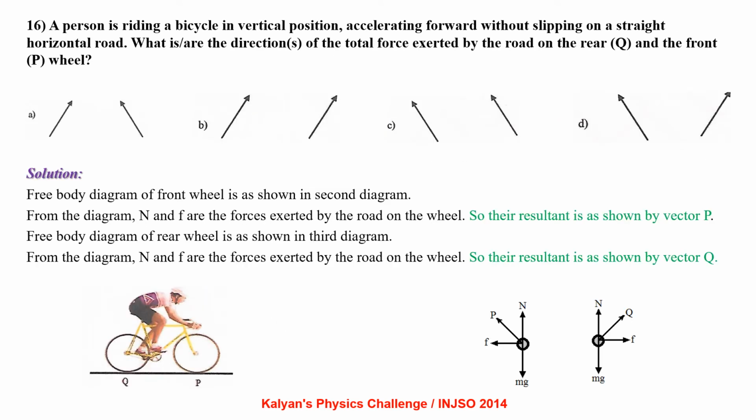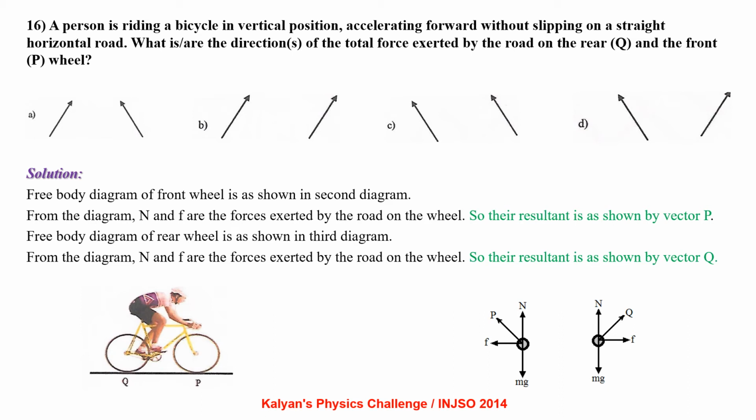A person is riding a bicycle in a vertical position, accelerating forward without slipping on a straight horizontal road. What is the direction of the total force exerted by the road on the rear and front wheels?